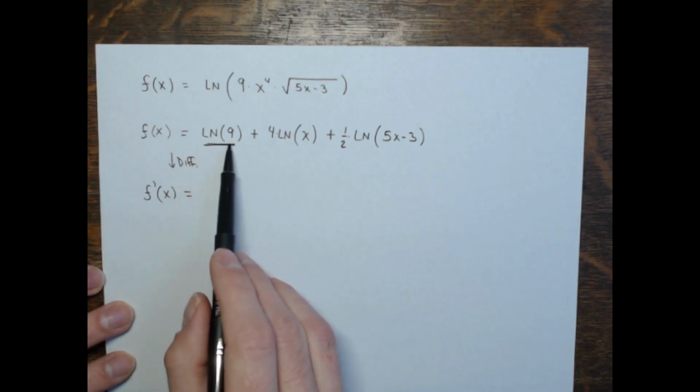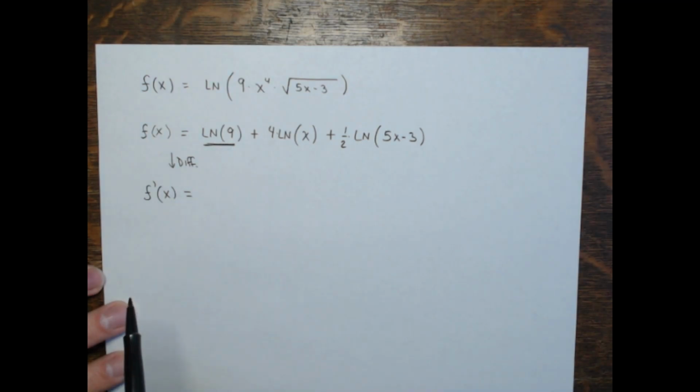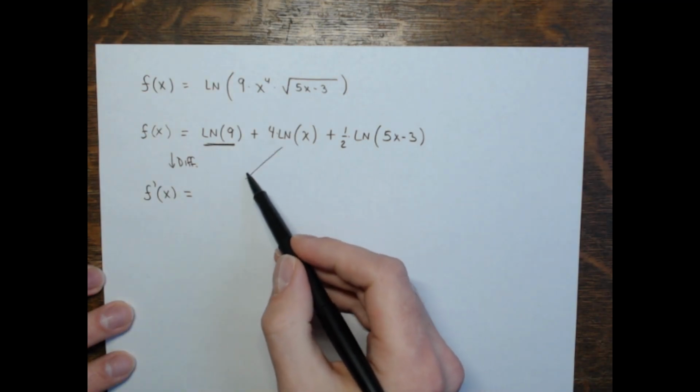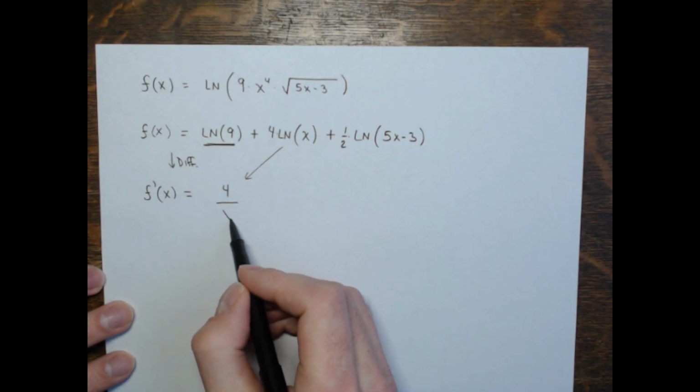Natural log of 9, that is a constant, right? There's no variable, there's no x in this, so it's a constant. The derivative would be 0. Then this term here would be 4 times 1 over x, so 4 over x.